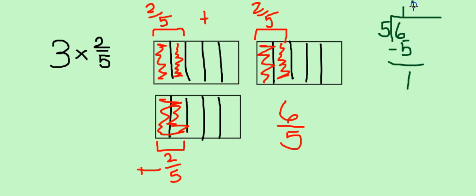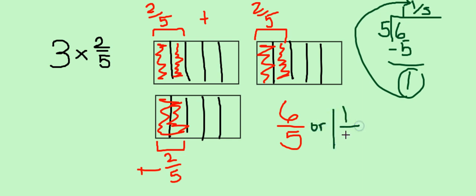Again, I'm going to divide it up, and I'm going to make it 1 1/5. Okay. My one that's left over becomes that 1/5 in the remainder. So 6/5 equals 1 1/5. And that's how you multiply a whole number times a fraction using a model.